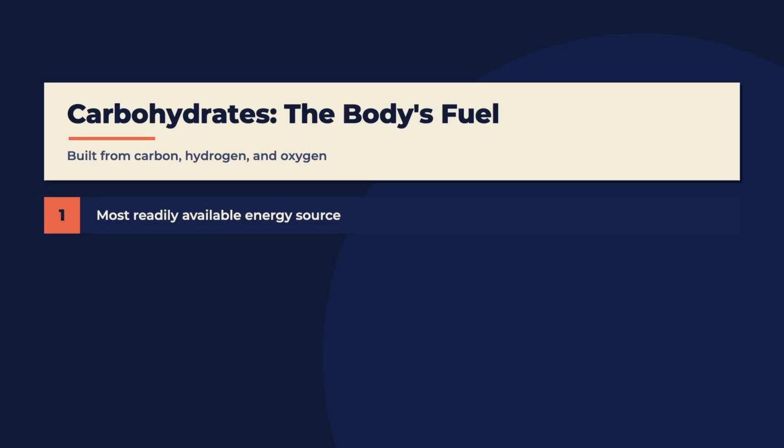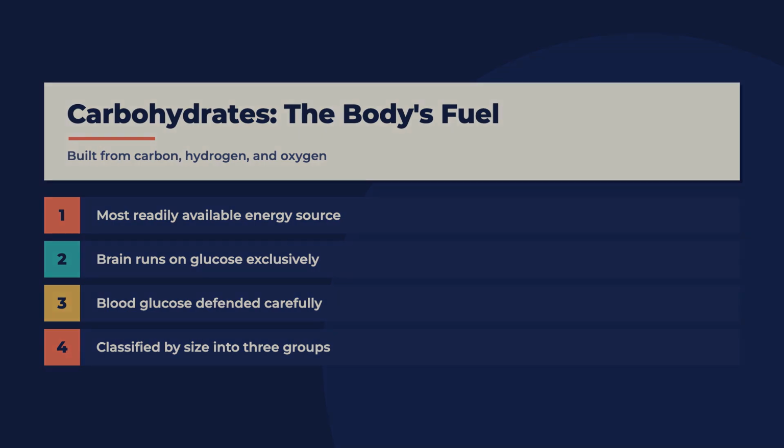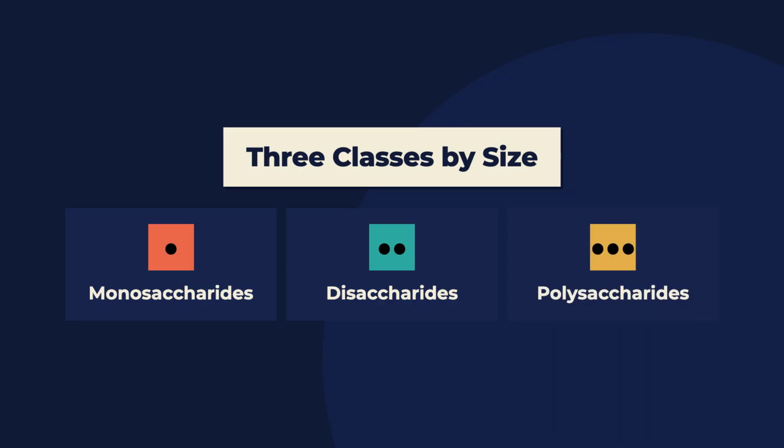Carbohydrates are organic molecules whose main job is fuel. The brain runs on glucose almost exclusively, which is why blood glucose is guarded so tightly, and it's also why carbohydrates are classified into 3 size-based groups. Monosaccharides are single sugar units like glucose, fructose, and galactose. Disaccharides form when 2 of these join together, like sucrose, lactose, and maltose, and notably, they must be broken back down before they can cross the intestinal wall, which is exactly what fails in lactose intolerance. Polysaccharides are long chains of hundreds or thousands of glucose units, including starch, glycogen, and cellulose.